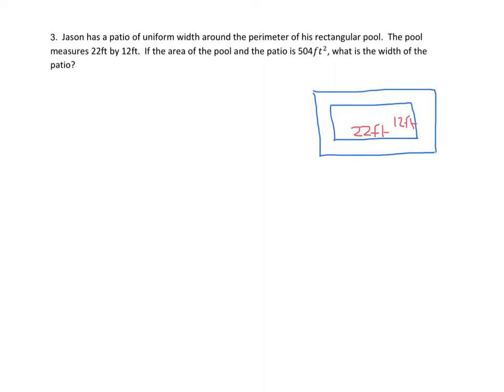The area of the pool and the patio together, so the whole big rectangle, is going to be 504 feet squared. That's the area of the whole big rectangle with both of them together. We want to know the width of the patio. That's what we're trying to find out. Now, obviously, if the width of the patio is what we're looking for, we define our variable, x equals the width of the patio.